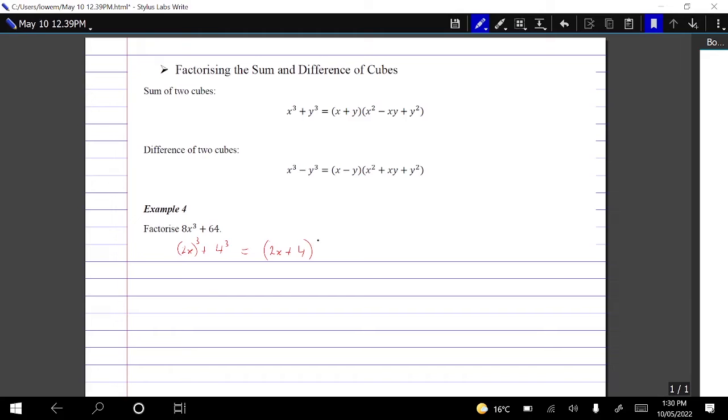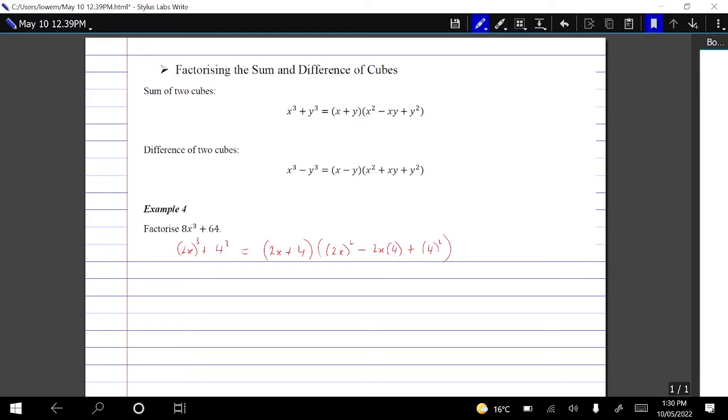And then in our second set of brackets, we'll have x squared, so that is our 2x term, which is squared, so putting that in brackets. Then it's minus x times y, so that means we'll have minus 2x times 4. And then we've got plus y squared, so that gives us plus 4 squared.